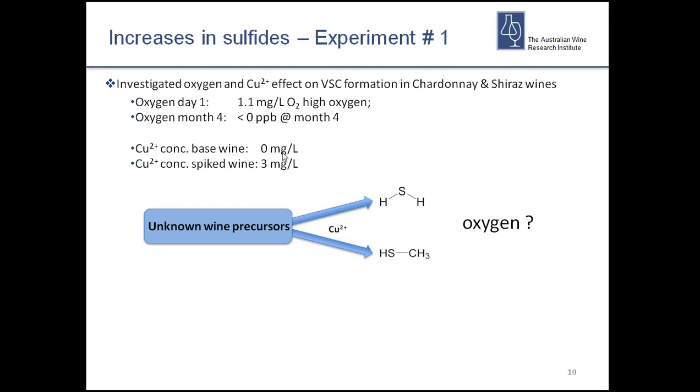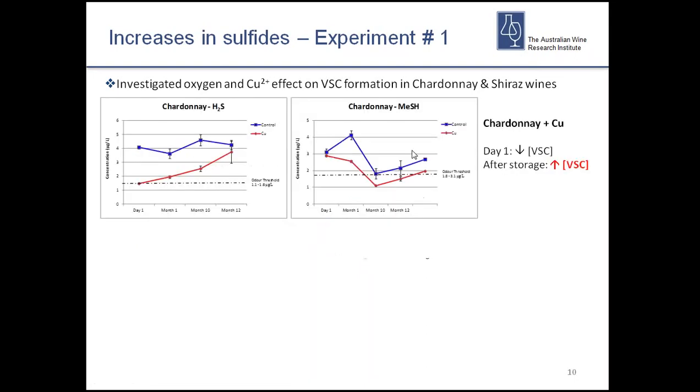So initially when we started our experiment, the dissolved oxygen was 1.1 milligram per liter in our samples, and then through the course of the experiment, this oxygen was consumed by the wine, so that after 4 months of storage, we had 0 ppbs of oxygen left in our wine. So let's first have a look at our Chardonnay samples.